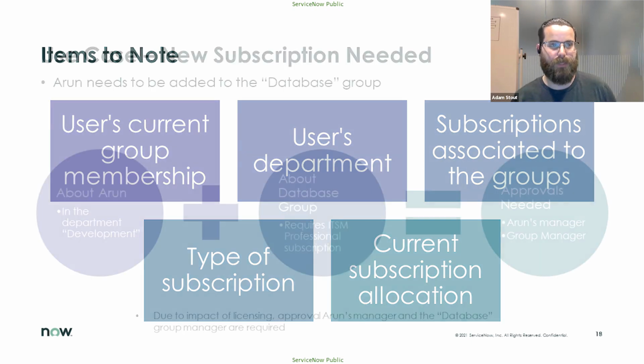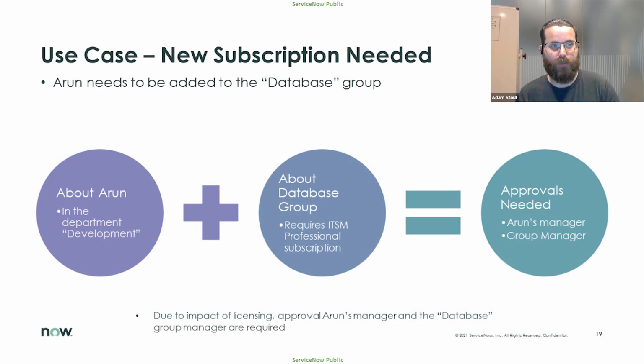So the use case we're going to start out with is Arun wants to be added to the database group. Arun is in the development department. The database group requires ITSM Pro, which is a per user subscription for them. It's how they chose to license it. So the approvals that are needed are Arun's manager, because there's a commercial impact and he's not in IT.